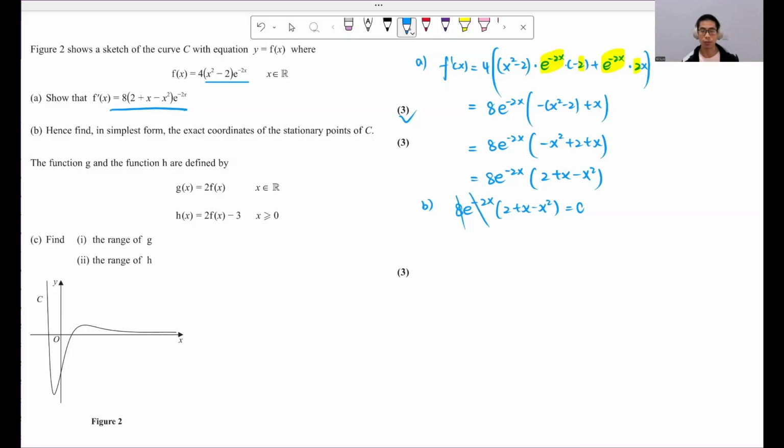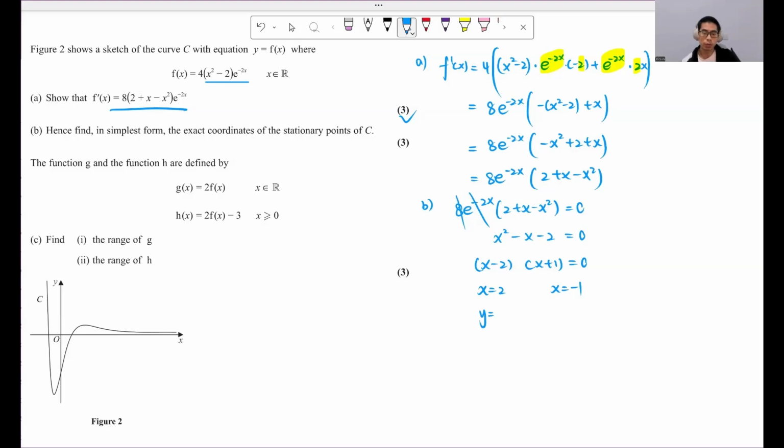We can also divide both sides by that. So just 2 plus x minus x squared equals 0. I can times by negative 1 to make it x squared minus x minus 2 equals 0. Then factorize this: x minus 2 times x plus 1 equals 0. So x is either 2 or x equals negative 1. And then we need to find the y value.